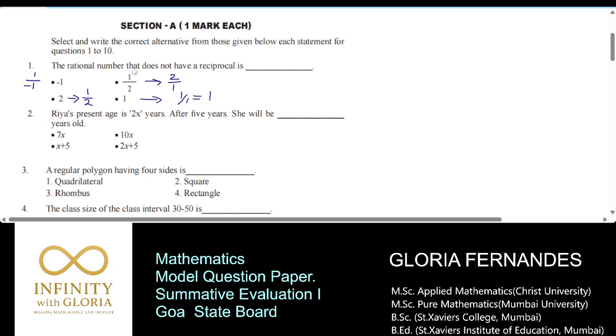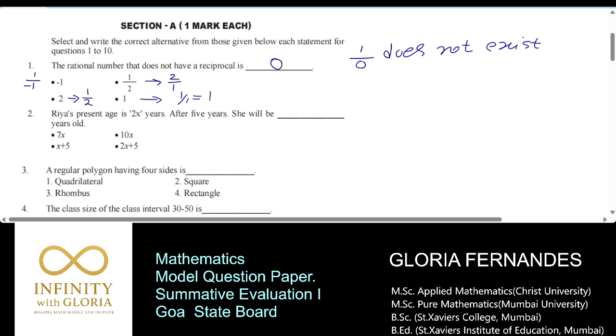So here we don't have any option. So what is the answer? Which number does not have a reciprocal? The answer is 0, because 1 upon 0 does not exist. We cannot say that I got 1 mark out of 0, right? So 0 is the rational number which does not have a reciprocal.